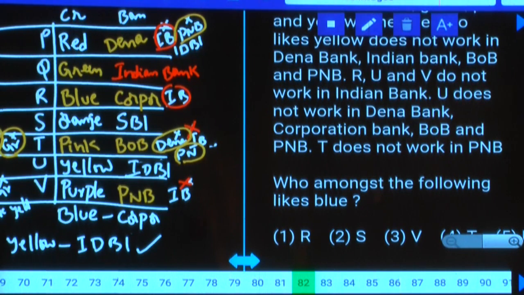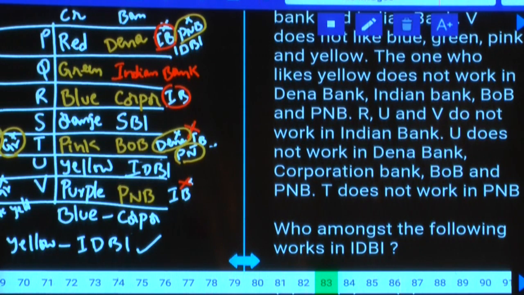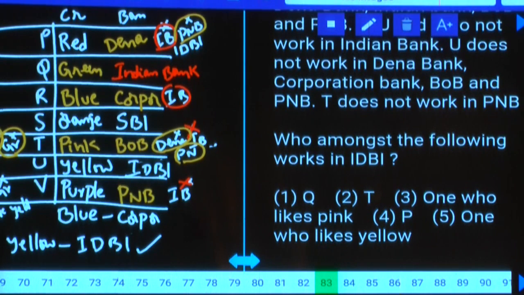And who among the following likes blue color? Yes, tell me who among the following likes blue color? R likes blue color, that is choice 1. 82. Then question number 83. Which of the following, who among the following works in IDBI? Tell me who is the person who is working in IDBI? You, the one who likes yellow, that is choice 5.